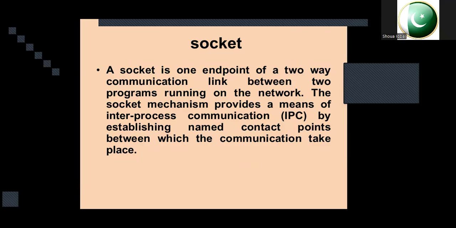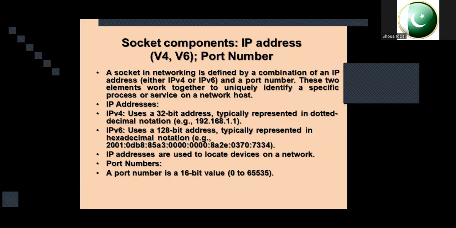Now, the term socket will be discussed. A socket is one endpoint of a two-way communication link between two programs running on the network. The socket mechanism provides a means of inter-process communication, IPC, by establishing named contact points between which communication takes place. These are the socket components: IP address, V4 and V6, and the port number. They are the two components of a socket. A socket is defined by the combination of an IP address, V6 or V4, and a port number. These two elements work together to uniquely identify the specific process or service on the network host.